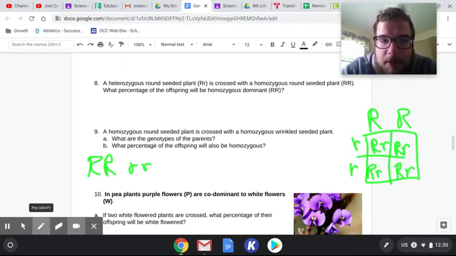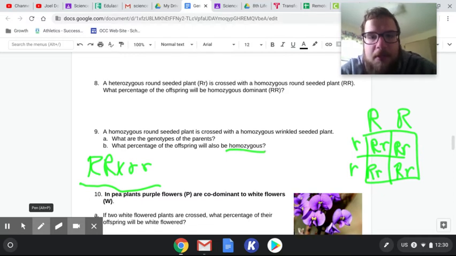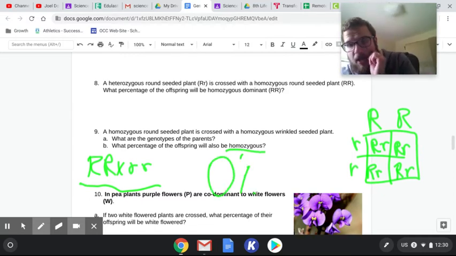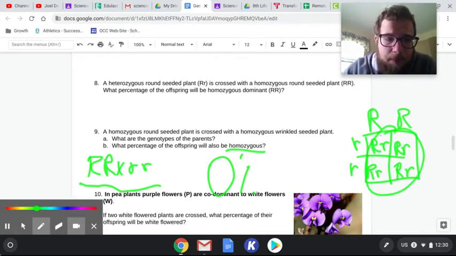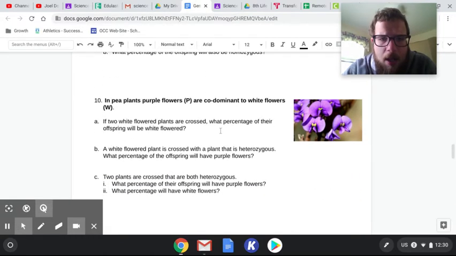Okay, what are the genotypes of the parents? We just did that here. These guys are crossing. And what percentage of the offspring will also be homozygous? It is 0%. You cannot get a homozygous offspring if you've got homozygous dominant and homozygous recessive. You're going to get a whole bunch of big R, small r's here. So not possible.